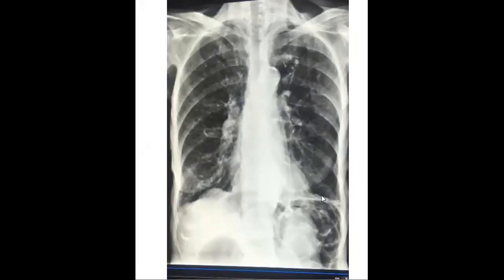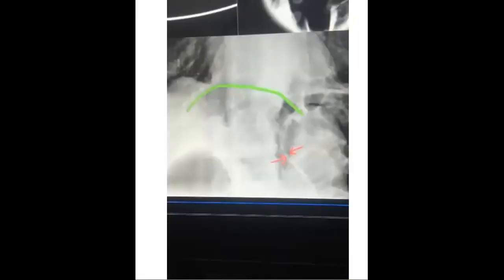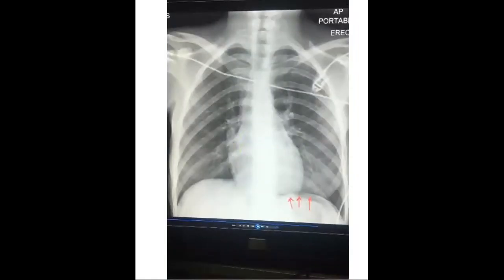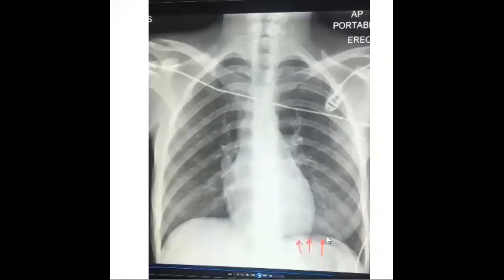Here, this is what is called Cupola sign. Again, pneumoperitoneum, continuous diaphragmatic sign with true Rigler sign, Cupola sign, minimal free air, pneumoperitoneum.